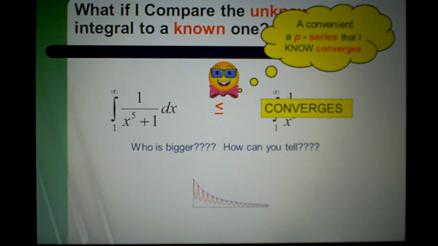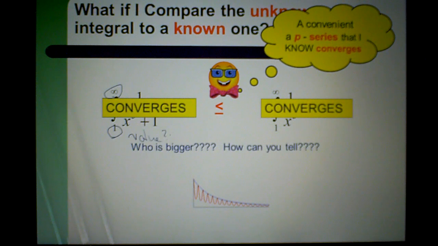So since my p-series that behaves an awful lot like my unknown one converges, it not only behaves like 1 over x to the 5th plus 1, it is always bigger than or equal to 1 over x to the 5th, which converges on the given interval 1 to infinity. Therefore, I can say the unknown one converges too. I can't say what value. I don't know the value it converges to. Oh well, at least I know it converges.